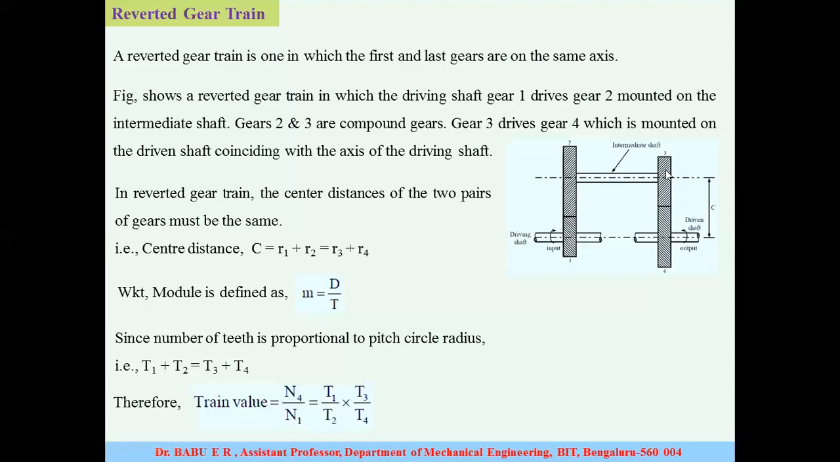So the speed remains the same. So the velocity ratio becomes N1 by N4. So the train value is N4 by N1, which equals the number of teeth on the driven gear to the driving gear. So that is T4 by T3 into T2 by T1. So it is reversed. When you take the reciprocal, you get T1 by T2 into T3 by T4. This is the train value for the reverted gear train. So that is what a reverted gear train is.